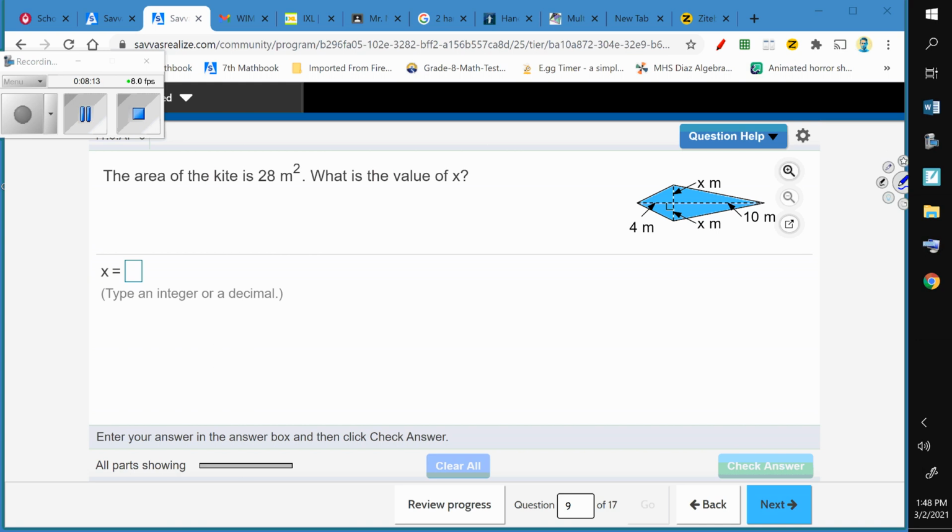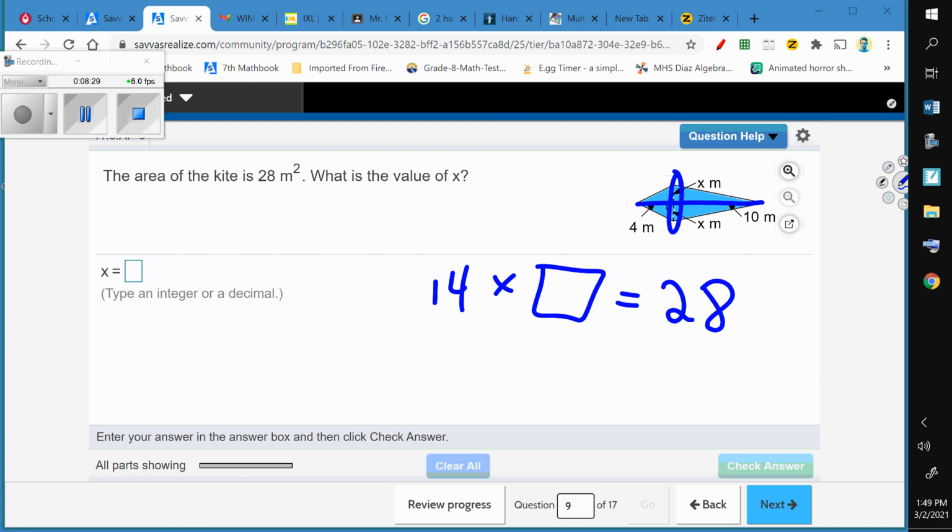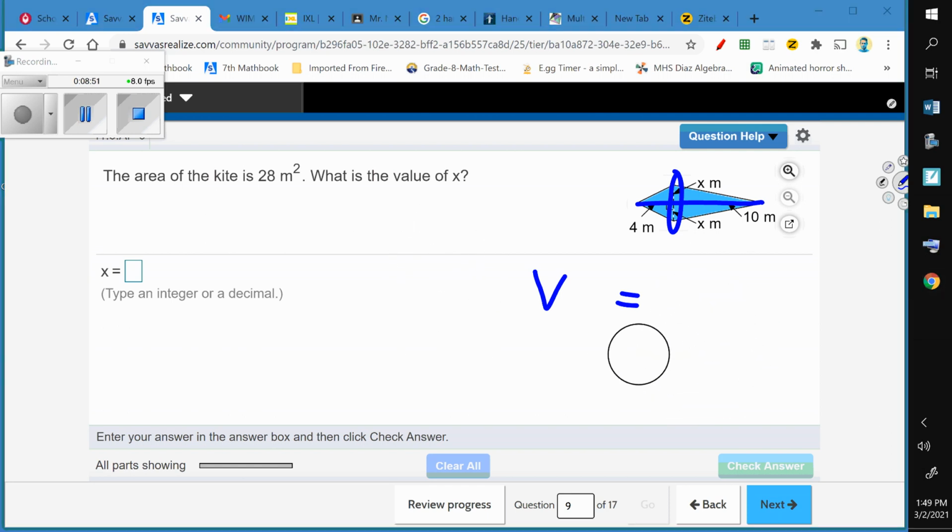This is tricky. I'm not even sure I can do this, to be honest with you. So, here's what I know you do, though. You're going to take that length, which is 14. You're going to multiply it times whatever that distance is. I don't know what that is. And it's going to equal 28. Okay? Now, to solve this, let's divide. Let's call that the vertical distance, v. 14 times v equals 28. Well, what's the opposite of times 14? Divide. So, when you divide, 28 divided by 14 is 2.